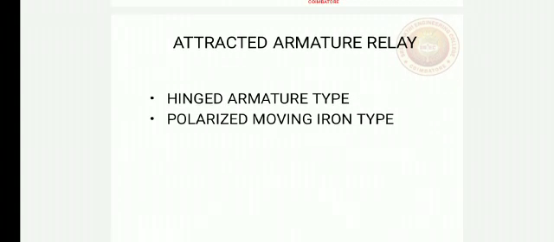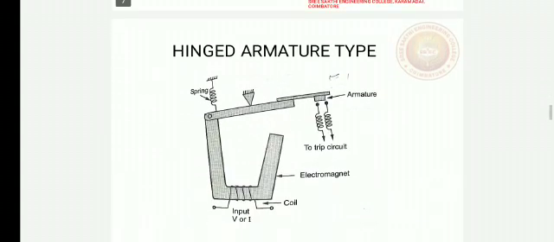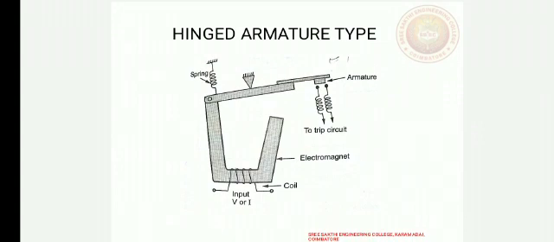Attracted armature relay. There are two types: hinged armature type and polarized moving iron type. Hinged armature type. In attracted armature type, there exists a laminated electromagnet which carries a coil. The coil is energized by the operating quantity which is proportional to the circuit voltage or current. The armature is subjected to the magnetic force produced by the operating quantity. The force is proportional to the square of the current. When the current through the coil increases beyond the limit under fault conditions, the armature gets attracted. Due to this, it makes contact with the contacts of a trip circuit, which results in opening of a circuit breaker.